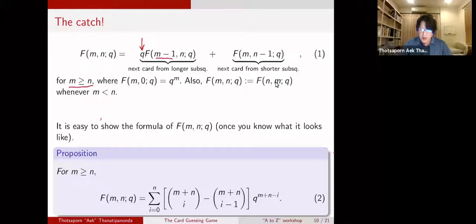Yeah, and then if M does not show up, then we didn't guess correctly. And then N goes down by 1. So this is the recursive relation. In one sense, this is another version of the Q binomial.